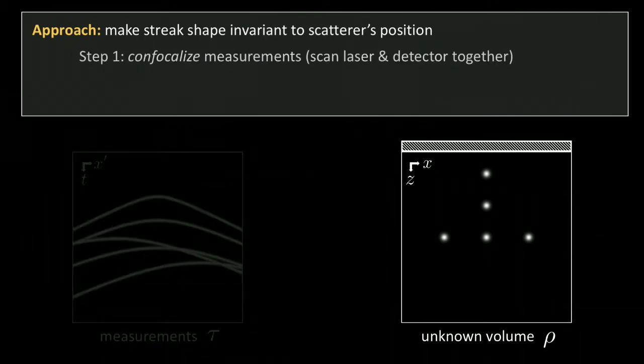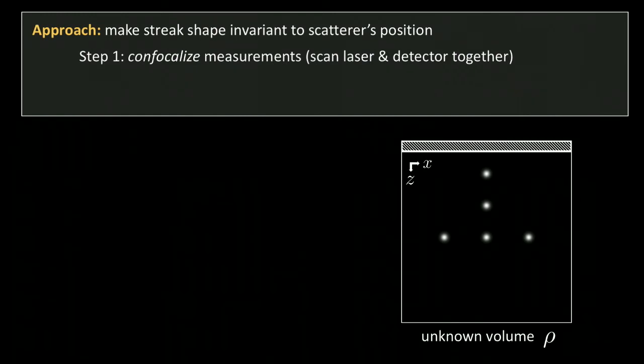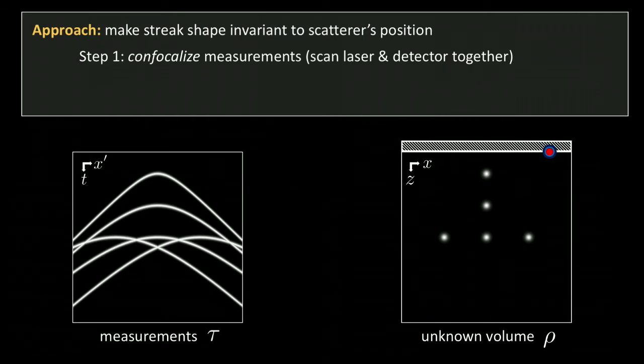The first thing is to try to what I call confocalize our measurements. So instead of illuminating one point and then imaging all other points on the wall, we can illuminate and image the same point on the wall and then scan both the laser and detector together across the wall. And what you get in this case is a slightly different set of streaks. And what's interesting about this set of streaks is that the scatterers that are all at the same distance away from the wall actually produce the exact same shape for the streak.